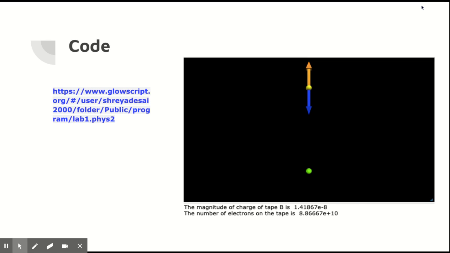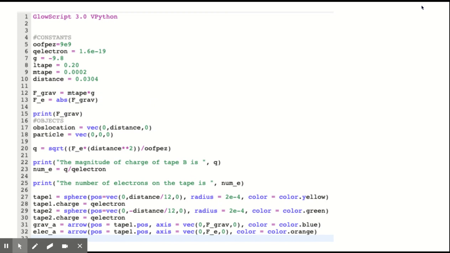This is my code, and as you can see, these are my results, and the force of gravity arrow and the electric force arrow are the same size. Basically what I did in my code was state my constants, which include the length of the tape, the mass of the tape, and the distance, which I calculated. For the force of gravity, I did mass of the tape times gravity, and the electric force was the absolute value of the force of gravity.